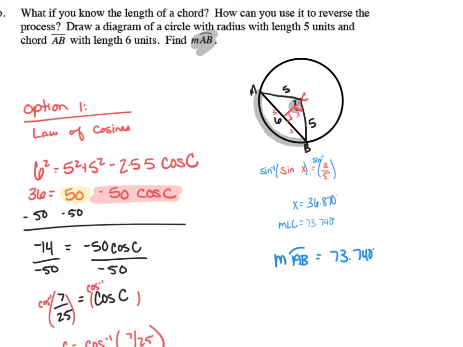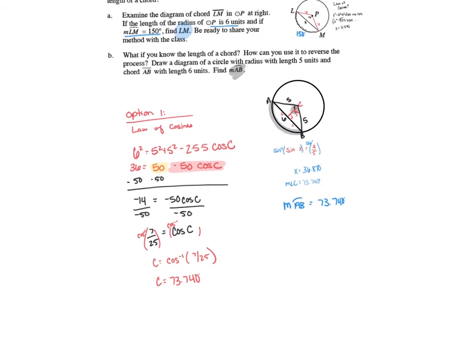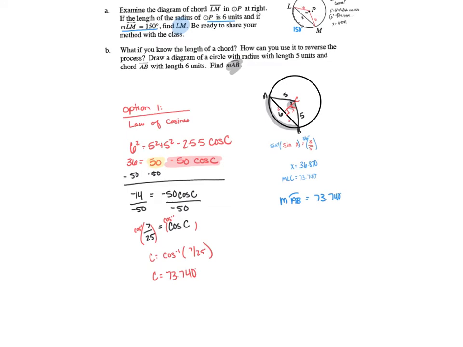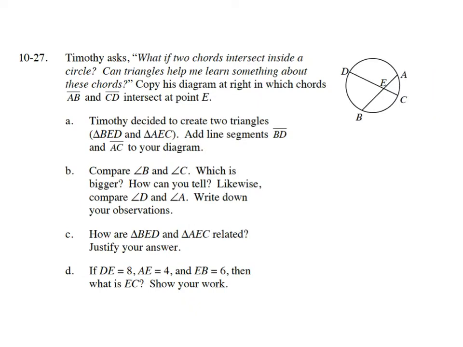So either method, once I know the measure of that central angle is 73.740 degrees, I know that the measure of arc AB, which is what I'm trying to find, is going to be the same as that angle C in the middle. We can also look at chords that intersect inside a circle and look at what triangles can tell us about these chords.